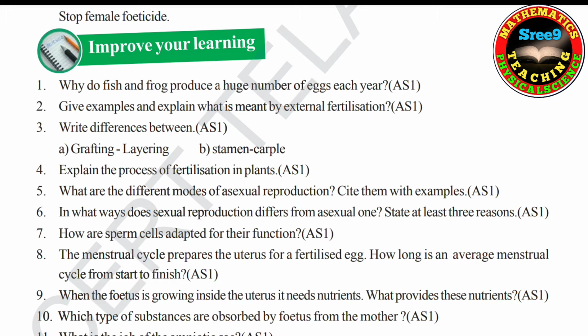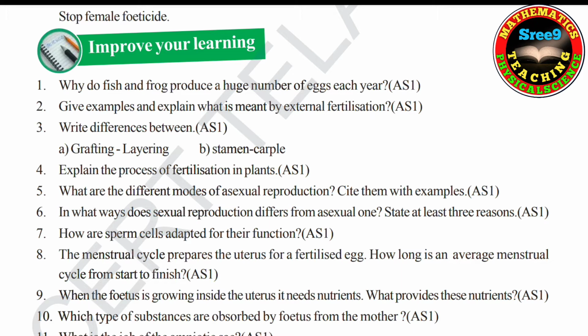And coming to the sixth: in what ways does sexual reproduction differ from asexual reproduction? State at least three reasons. Okay, the differences between sexual and asexual reproduction. Here we have to write the three reasons. Okay, this is also an important question for 4 marks.